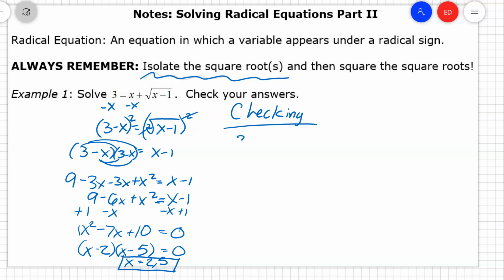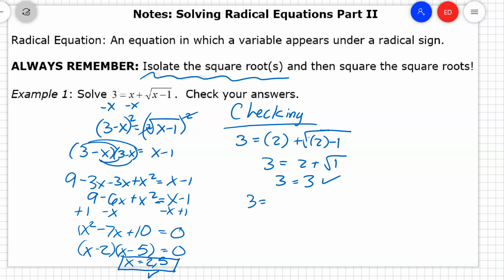So when we check that, we're going to plug it back right into the original equation, not some simplified version that you've come up with, because sometimes you can make a math mistake. All right, so we end up with 3 equals 2 plus the square root of 1. 2 plus the square root of 1 is 3 because the square root of 1 is 1. So 2 does work. Let's go ahead and take a look at 5.